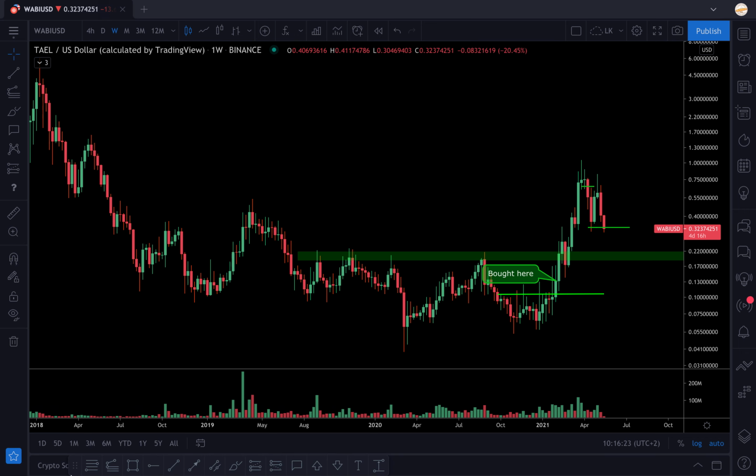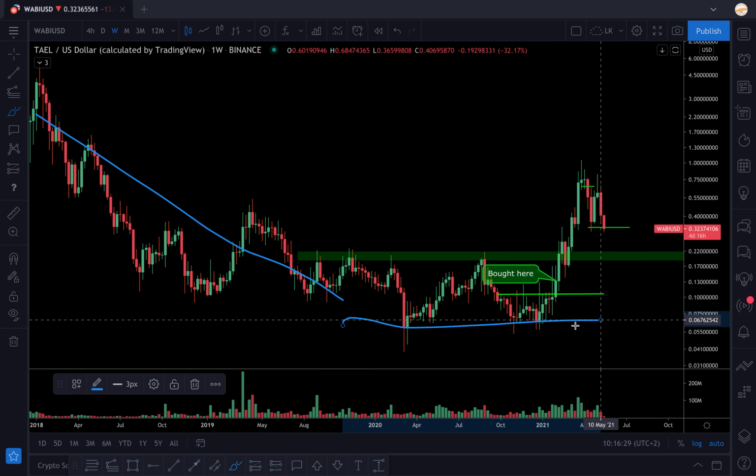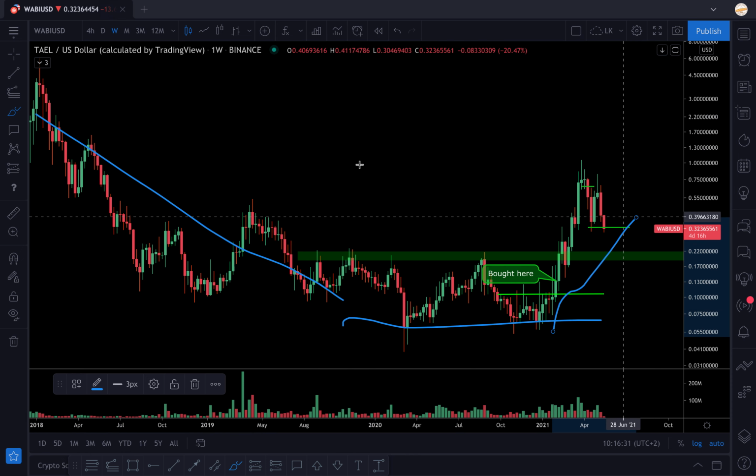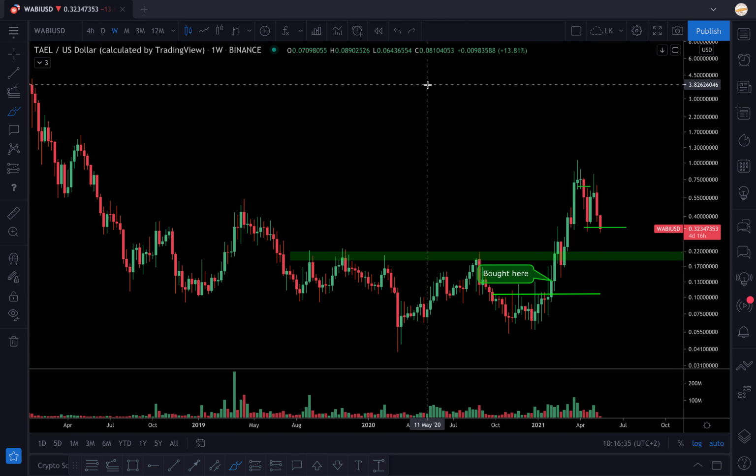So you can see that here we see a downtrend, here we see the accumulation range, and here we see the uptrend. What we want is to buy an uptrend, and I want to do trend following. My strategy is trend following. There are thousands of different strategies in trading, but I like trend following.